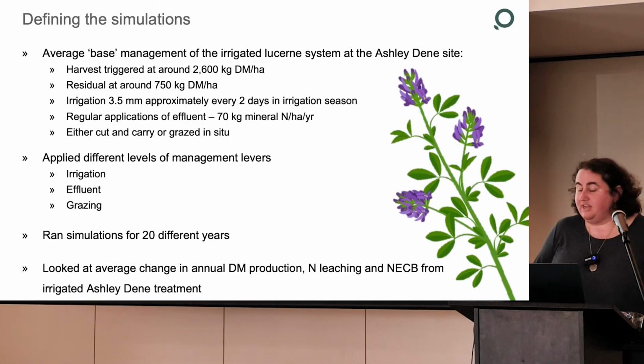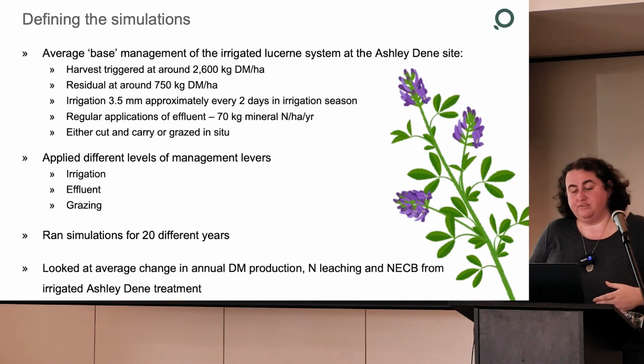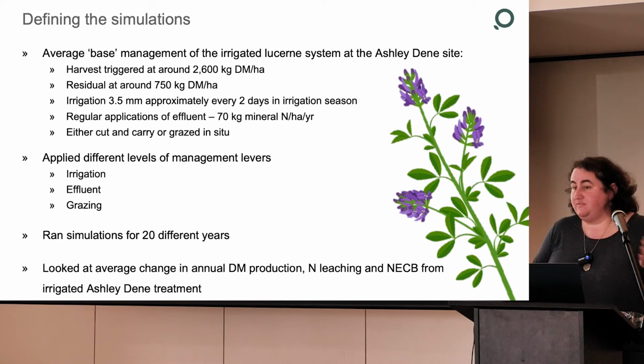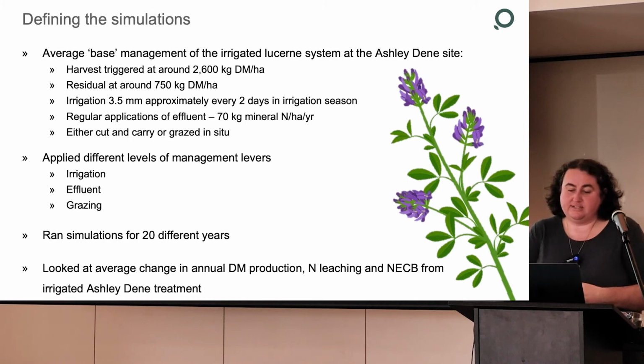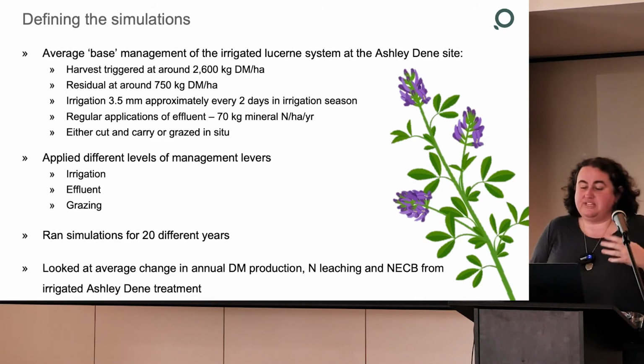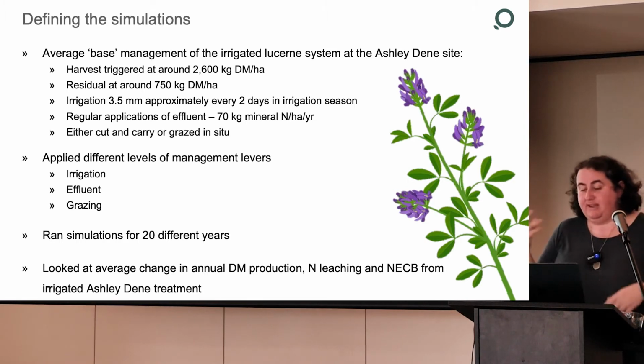Irrigation during the irrigation season was approximately every 2 days, 3.5 mil. Now there was some variation in that, and quite a big variation in that. So that's something that we can explore further, but generally it doesn't change the messages coming out of the work. There were regular effluent applications, as Scott spoke to earlier, and also it was either cut and carry or grazed in situ.